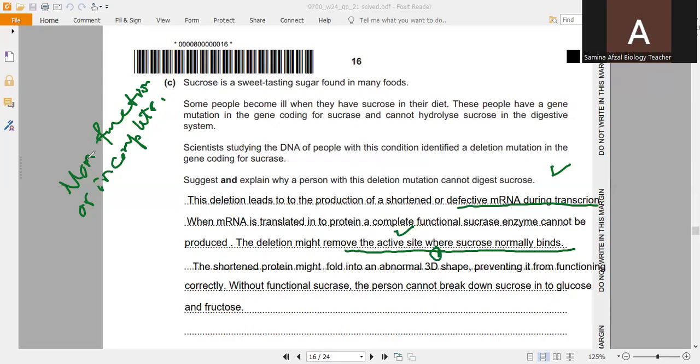Without functional sucrase, the person cannot break down sucrose into glucose and fructose. This is the reason why a person with this mutation cannot digest sucrose: the non-functional or incomplete formation of this sucrase molecule. The sucrose is not broken down into its basic components. So it was all about question number 4.